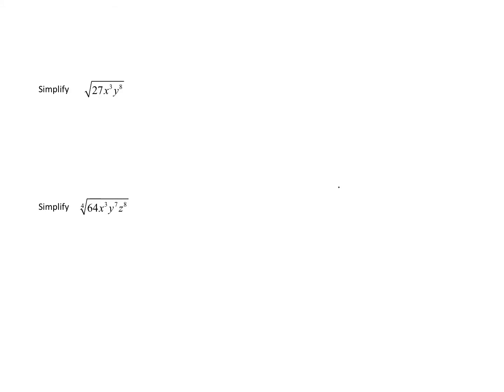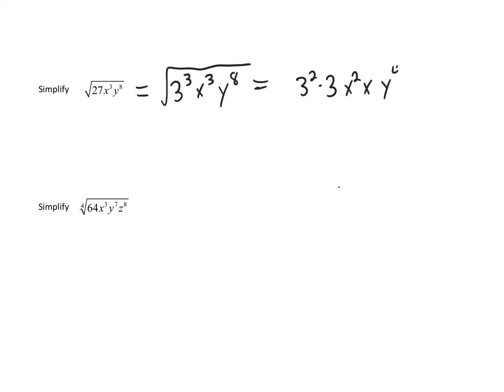In this video, we're going to be simplifying radicals. In this first example, we're just trying to look at reducing what's underneath the root. Now, there's a few ways to look at it. Now, 27 is 3 cubed, and 3 cubed is the same as 3 squared times 3. Same with the x cubed. X cubed is x squared times x. And y to the 8th would be y to the 4th squared.